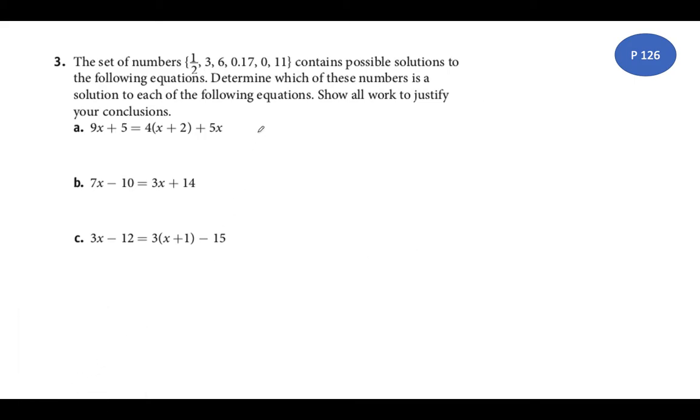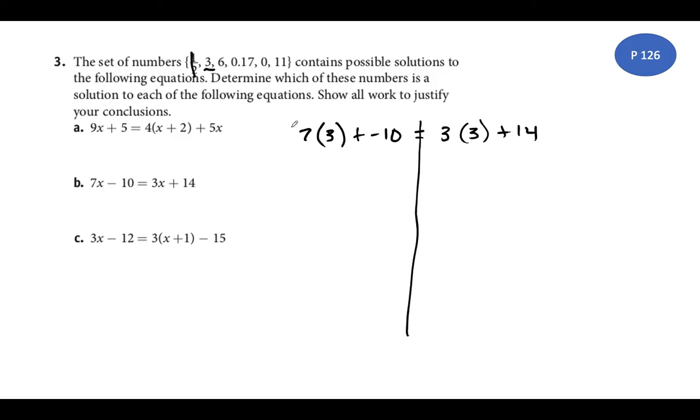Hope you appreciate me solving these over and over again. I am making a point. So 7 times 3 plus negative 10 equal to 3 times 3 plus 14. So now everywhere, 1/2 didn't work, everywhere I have an x, I've substituted in a 3 just to check and see, does 3 work? So 7 times 3 is 21. 3 times 3 is 9. I'm just simplifying both sides.